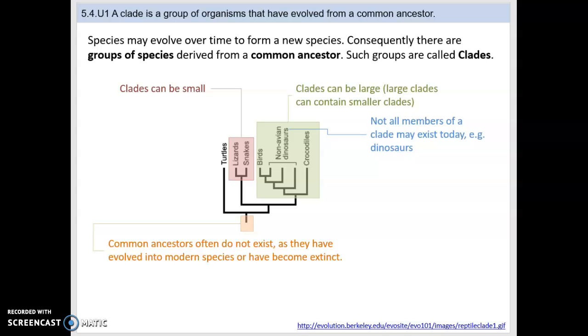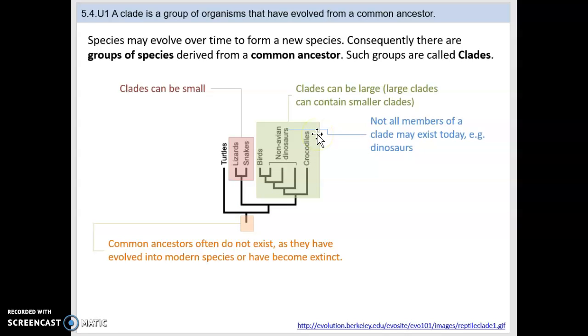They come from a common ancestor. So if we go all the way back, all of these species would have evolved from this common ancestor. Often that ancestor doesn't exist anymore because it has evolved to become new species. At some point they diverged to become turtles, and the rest of this branch came off to the lizards, snakes, birds, non-avian dinosaurs, and crocodiles. If we go back even further, all of them would have had this common ancestor here. Some of the species on here may not even be alive today.